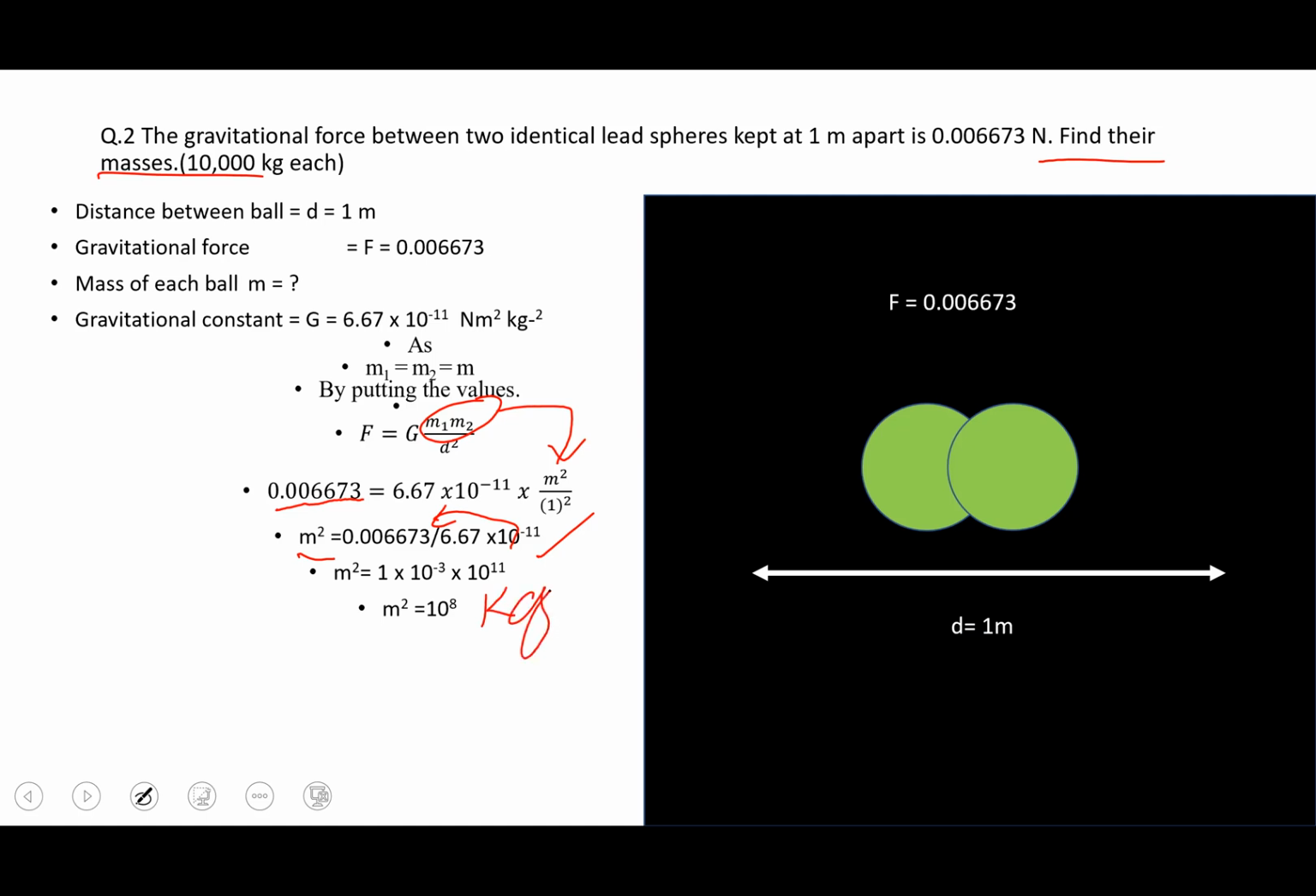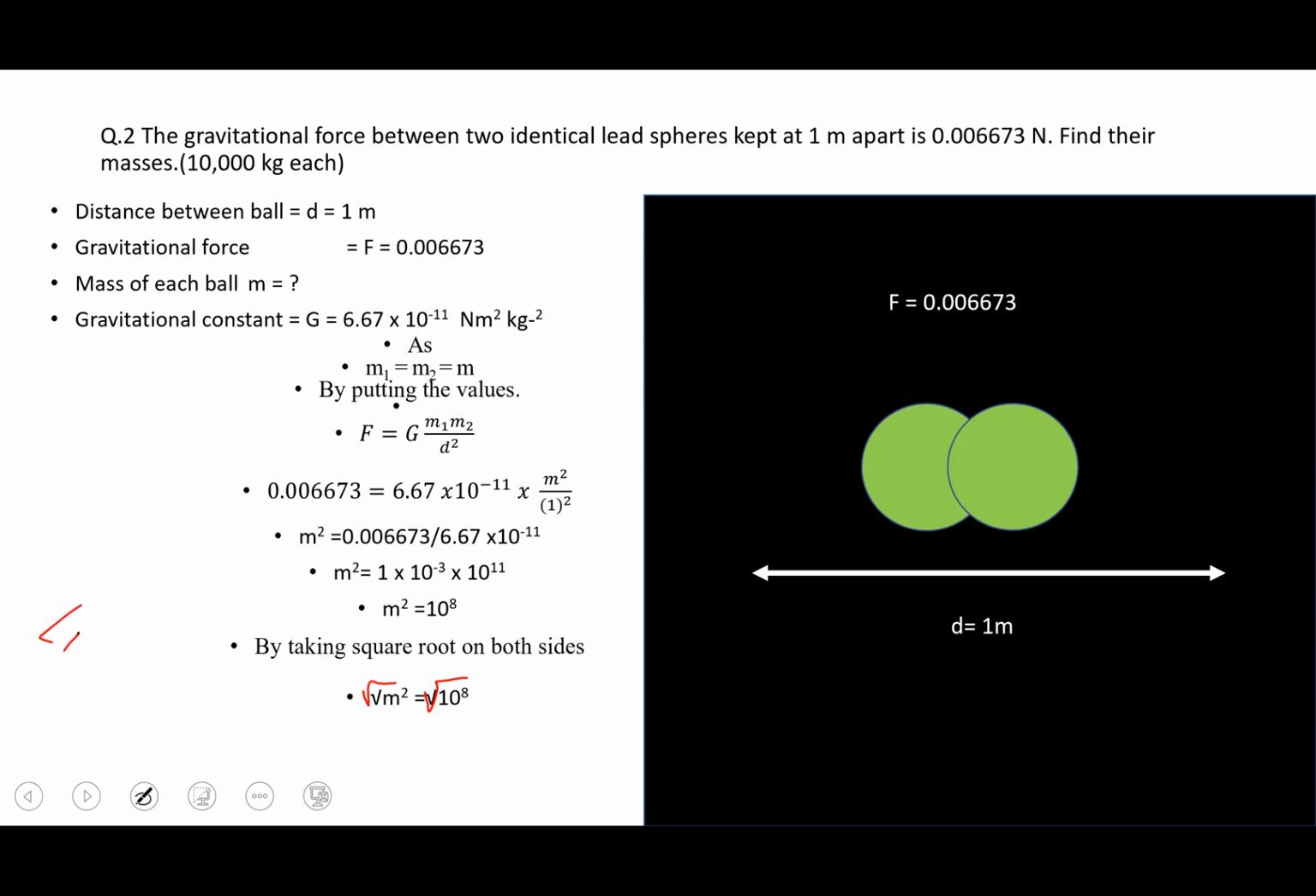But we have to find the mass of each. So what we have to do for that, we have to take the square root of both sides. When we take the square root of both sides, m is equal to 10^8 to the power 1/2, since a square root can be written as the power 1/2. So it can be written as 8 × 1/2, which is 4. So it will be equal to 10^4 kilograms.